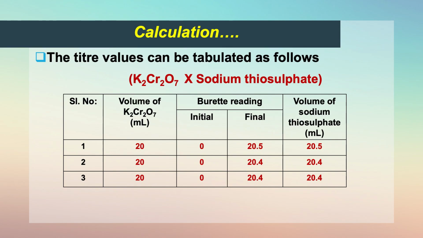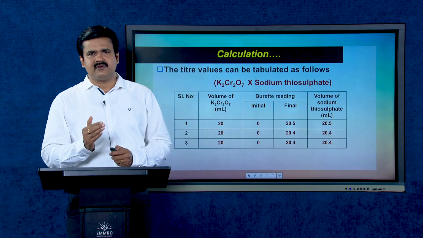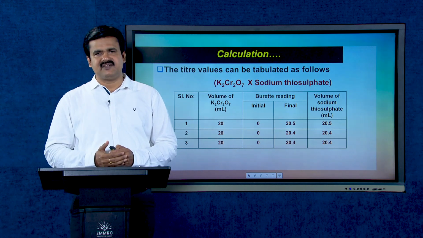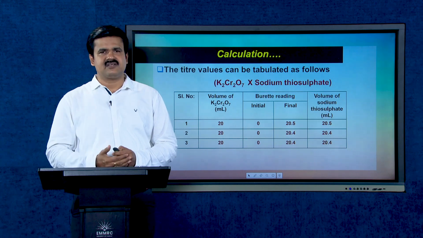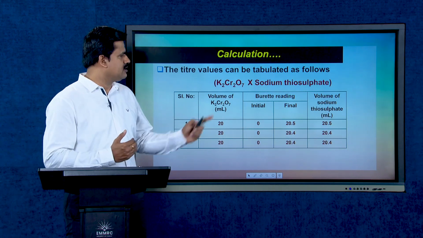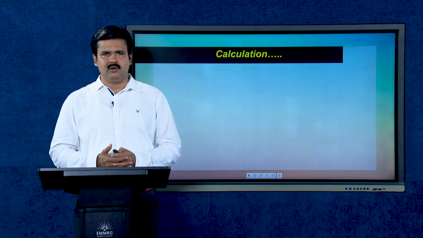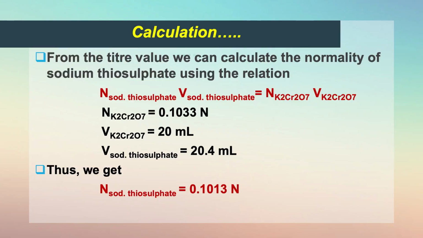This is the titration of K2Cr2O7 against sodium thiosulfate. The volume of potassium dichromate pipetted out is 20 ml. You will get the concordant value of the titration as 20.4 ml. That is, the volume of the sodium thiosulfate solution used in this titration is taken as 20.4 ml.